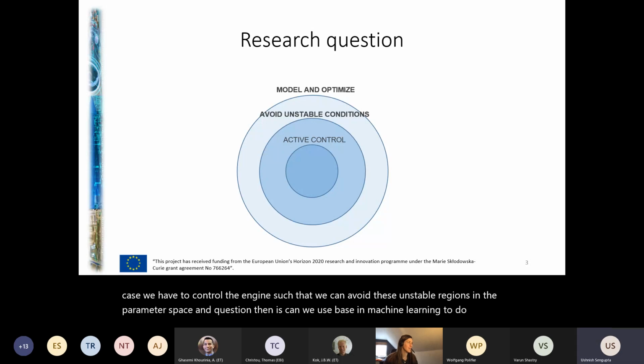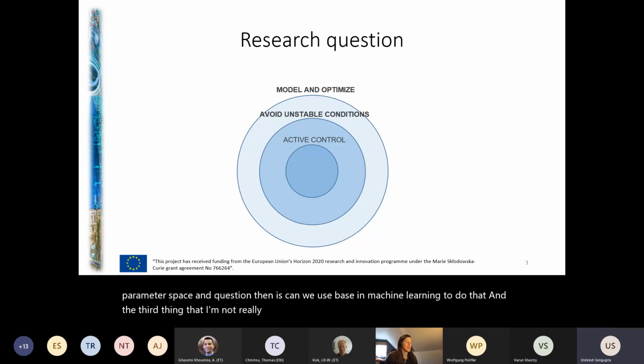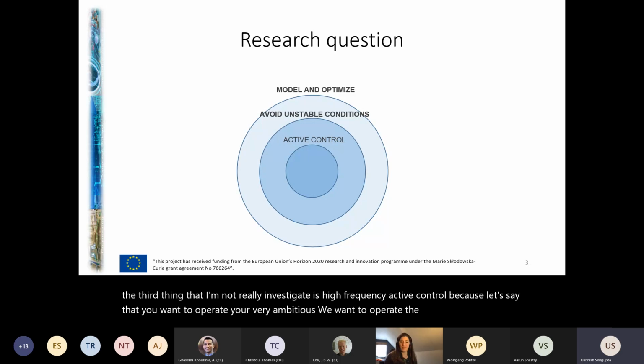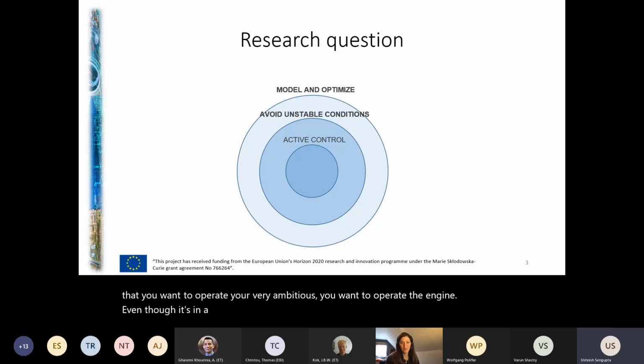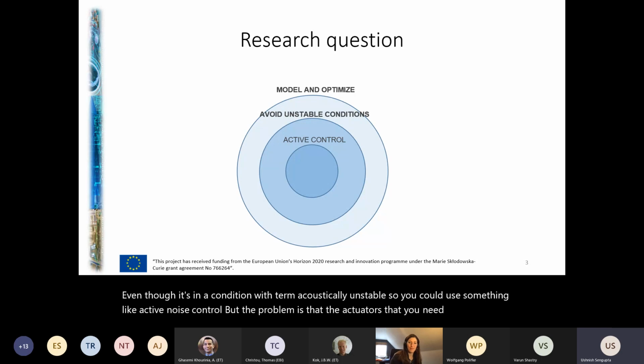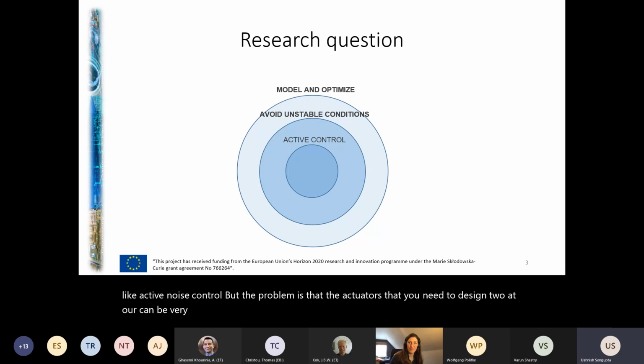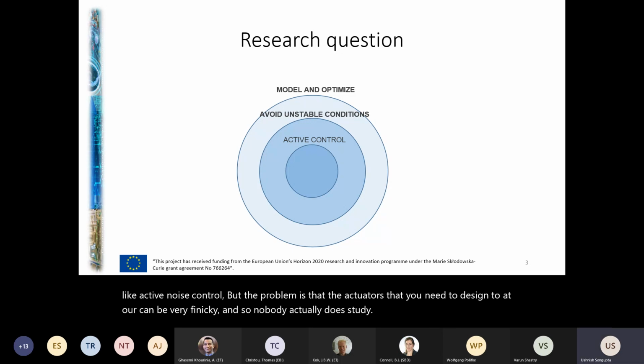The third thing, which I did not really investigate, is high frequency active control. Let's say you're very ambitious and you want to operate the engine even though it's in a condition where it's thermoacoustically unstable. You could use something like active noise control, but the problem is that the actuators you need to design for that can be very finicky, and so nobody actually does that outside of laboratory settings. So we won't be looking at that.